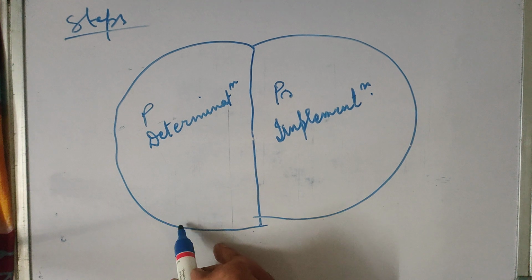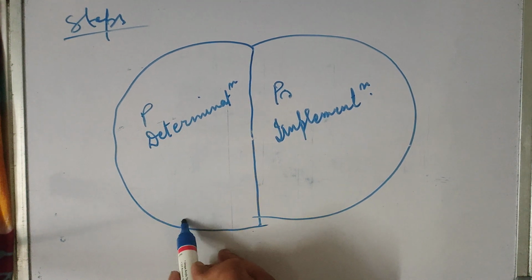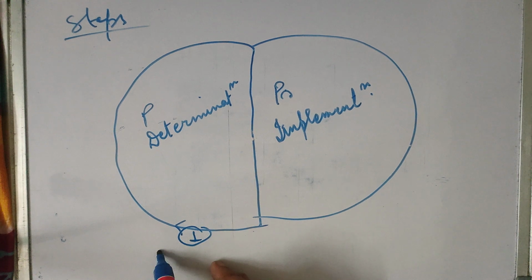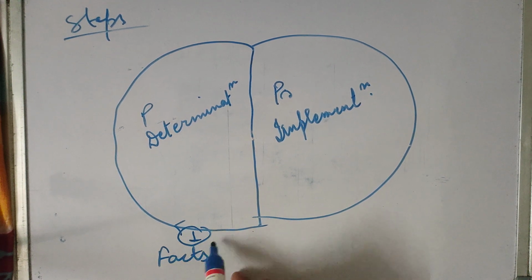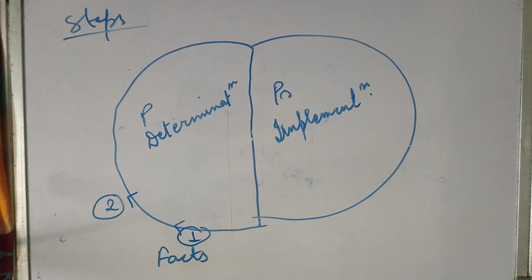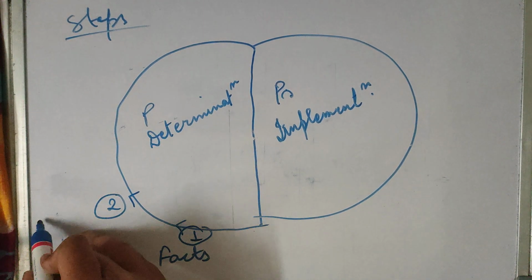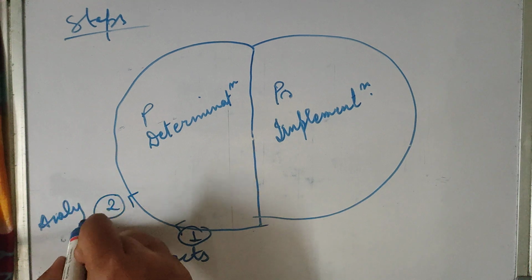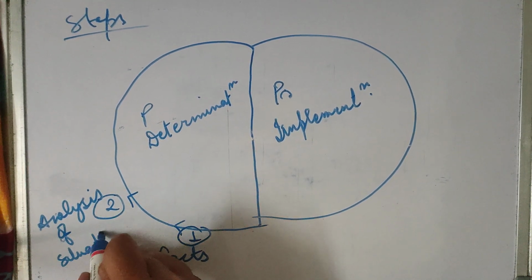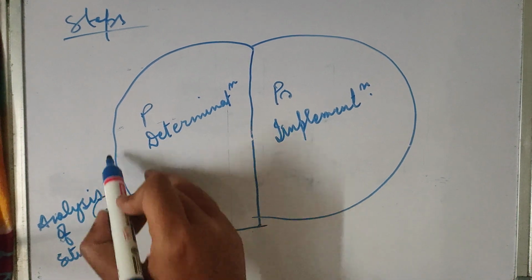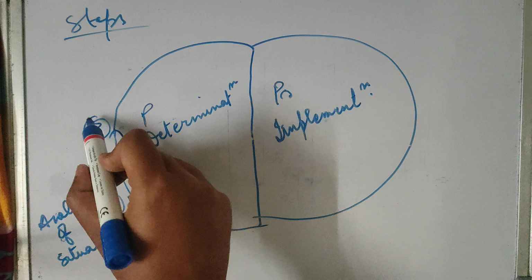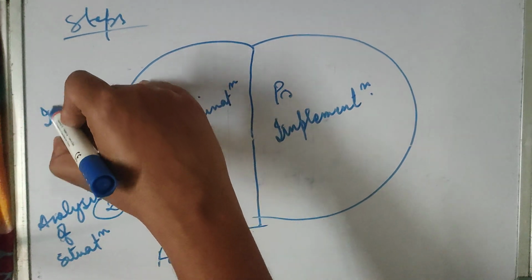So the first step is collection of facts. We need to collect facts. The second step is analysis of situation. Here we have collection of facts, analysis of situation. The third step is identification of problem. We will identify the problems.